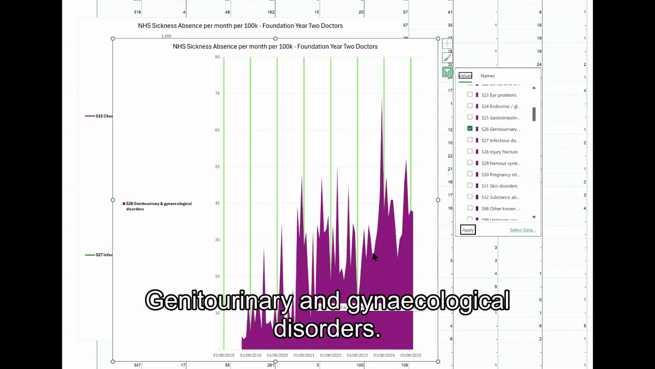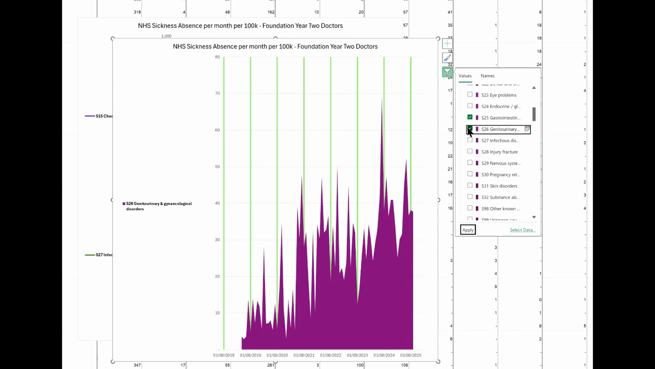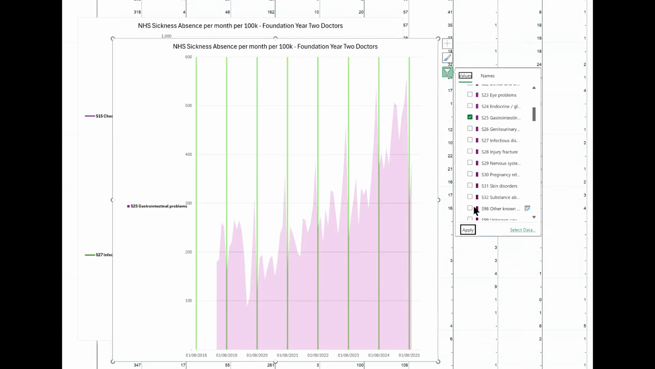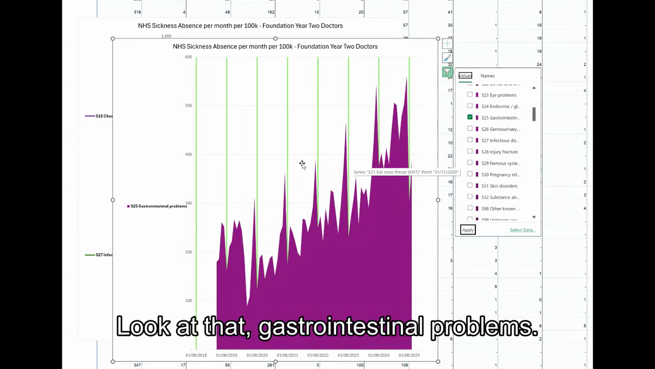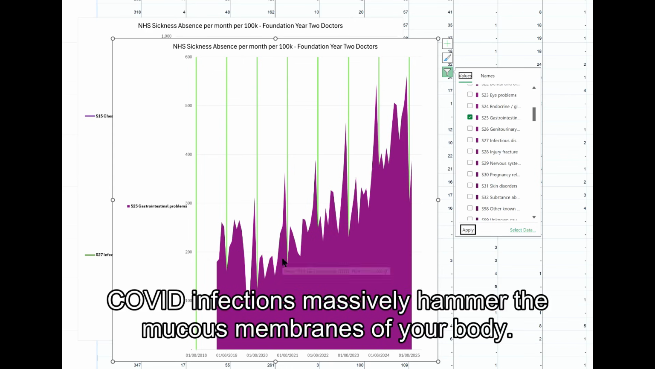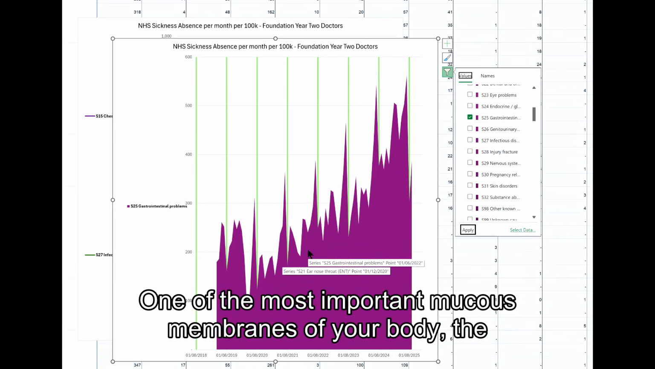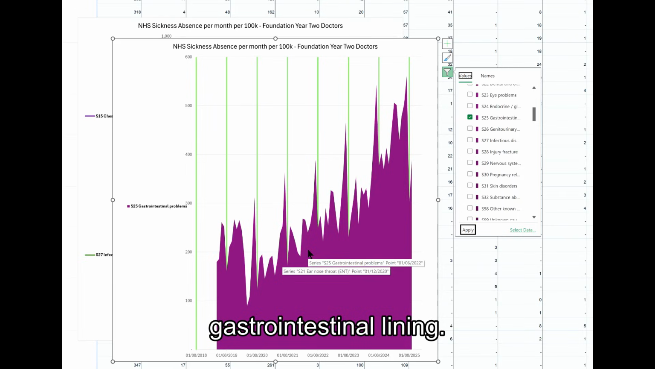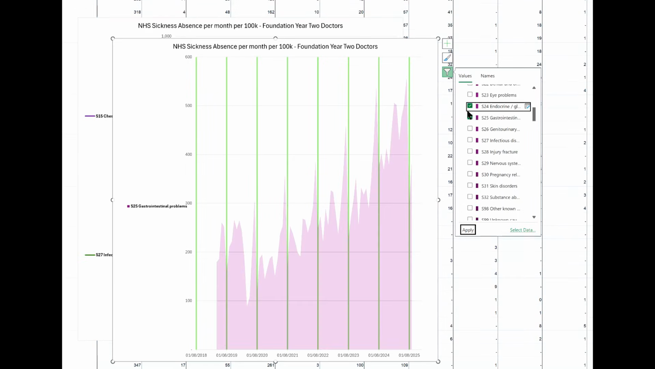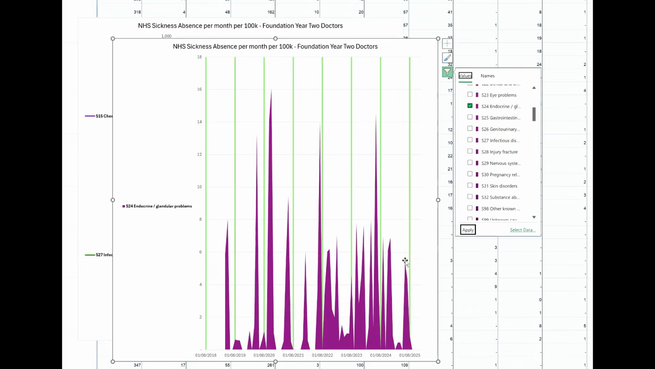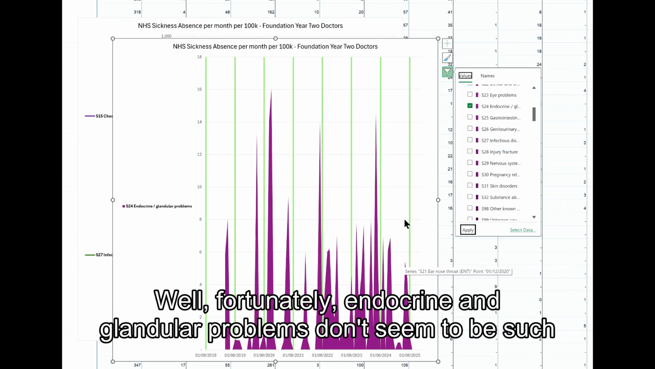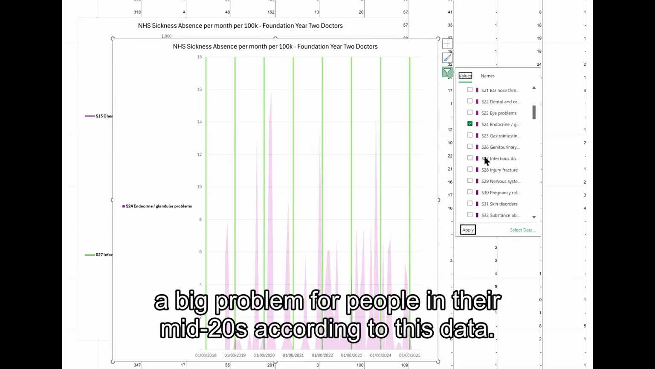Genitourinary and gynecological disorders. Look at that, gastrointestinal problems. COVID infections massively hammer the mucous membranes of your body, one of the most important being the gastrointestinal lining. Now, fortunately, endocrine and glandular problems don't seem to be such a big problem for people in their mid-20s, according to this data.